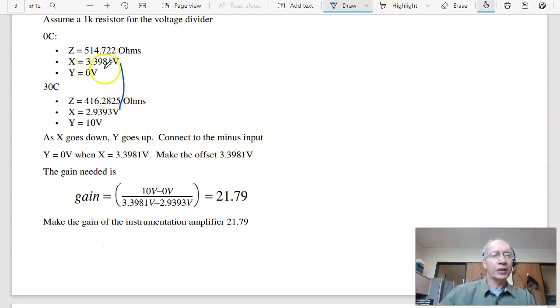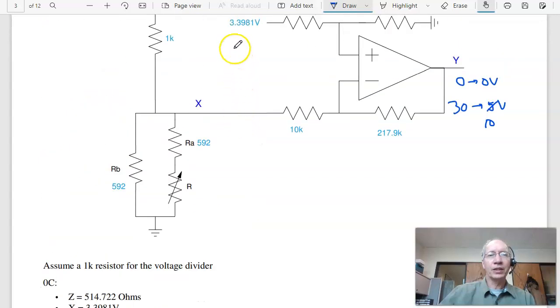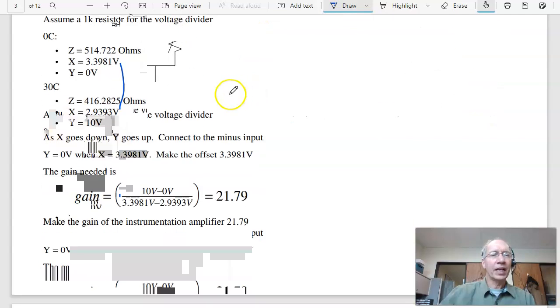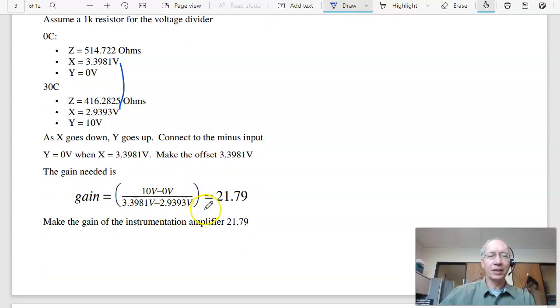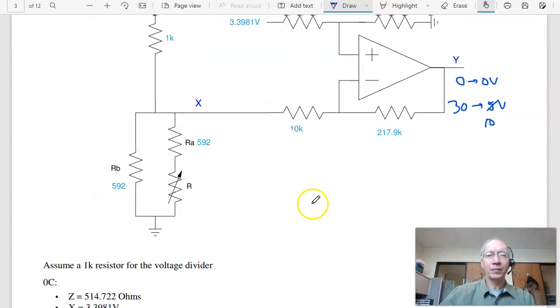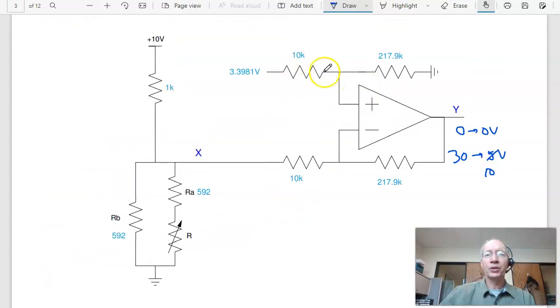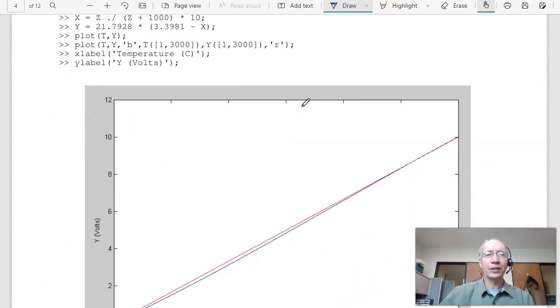When X is 3.39, Y is 0. So to make the output 0, these two match. So my offset is 3.39 volts. And the gain I need, the output changes by 10 volts as the input changes by something, gives a gain of 21.79. Make these resistors 21.79 to 1. So this circuit should output 0 volts at 0 degrees Celsius, 10 volts at 30 degrees Celsius. And it'll be mostly linear.